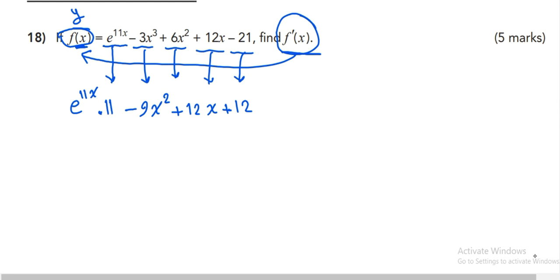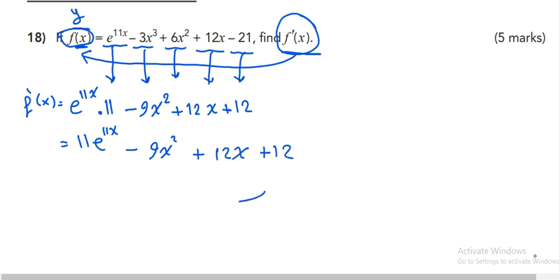So this is the final answer. We can modify it by writing 11 e power 11x minus 9x to the power of 2 plus 12x plus 12.